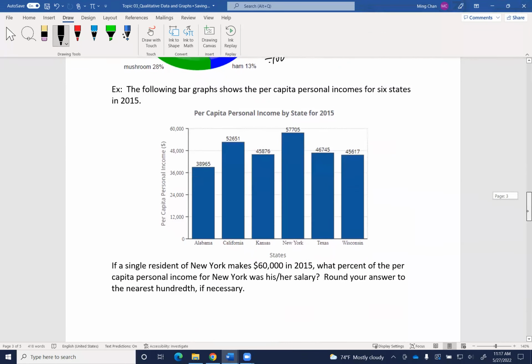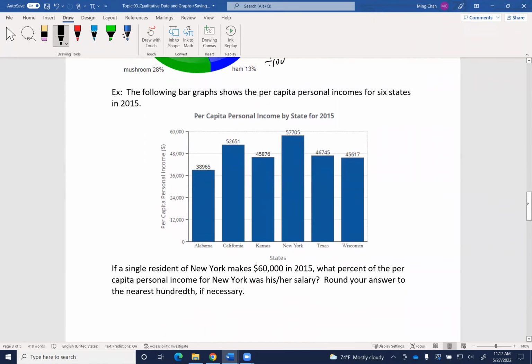Take a look at this bar graph. This bar graph shows the per capita personal income for 6 states. Per capita personal income is almost like the average income for the entire state, everybody in the state. It doesn't matter rich or poor, add them all up and divide by how many you added. Suppose a single resident of New York State makes $60,000, while everybody together makes about 57,705 per capita personal income. So 100% will be exactly 57,705.